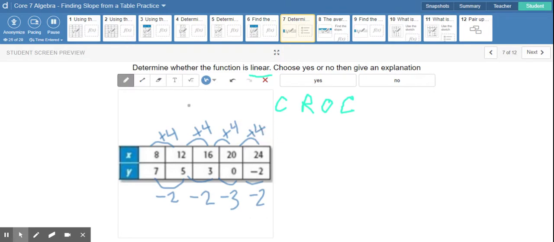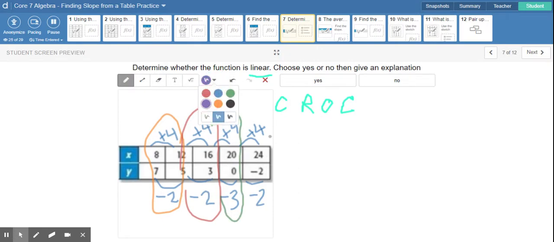So if I look at them as pairs, I want to see if they are the same. Let's take a look at this first pair. The y is changing by negative 2, and the x is changing by positive 4. I look at the second pair. The y is changing by negative 2, the x is changing by positive 4. I look at the third pair. The y is changing by negative 3, the x is changing by positive 4. And then I look at the fourth pair. Y is changing by negative 2, and x is changing by positive 4.